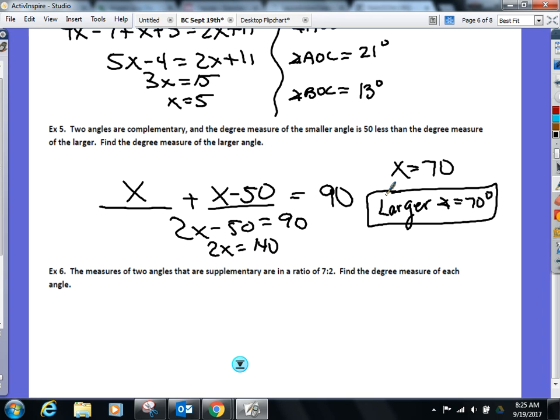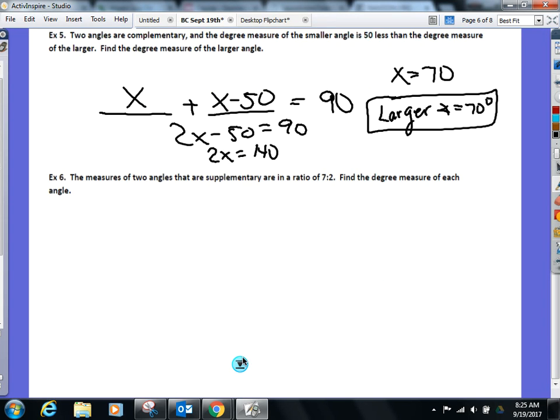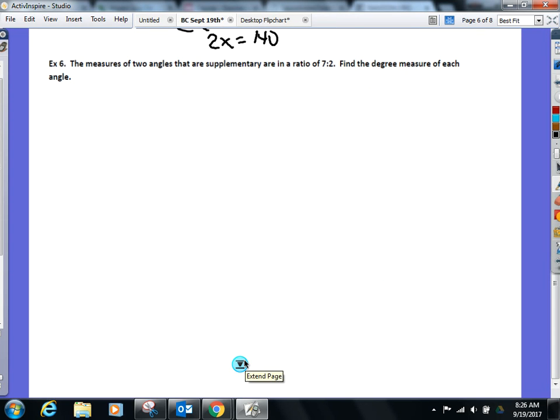Okay, and how about 6? We probably haven't seen this before. Two angles are supplementary, meaning they're going to add to 180. Here's a new one: the ratio of those two angles is 7:2. And they add to 180.